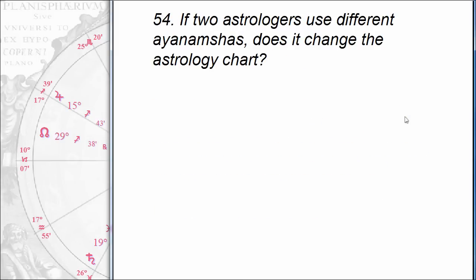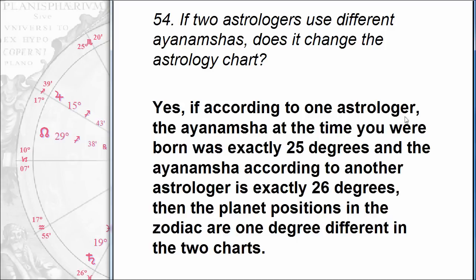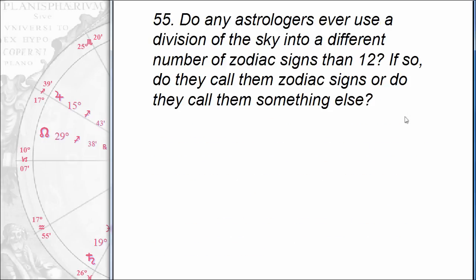So if you have astrologers who use the sidereal zodiac and they don't agree about the ayanamsha, does it change the astrology chart? Yeah, it changes it. The distance between the planets is going to be the same, but one astrologer may say that your moon is at 5 degrees Taurus, the other will say it's at 8 degrees Taurus, another will say it's at 10 degrees Taurus. They're going to be off a little bit relative to each other. But the distances between the planets won't change.